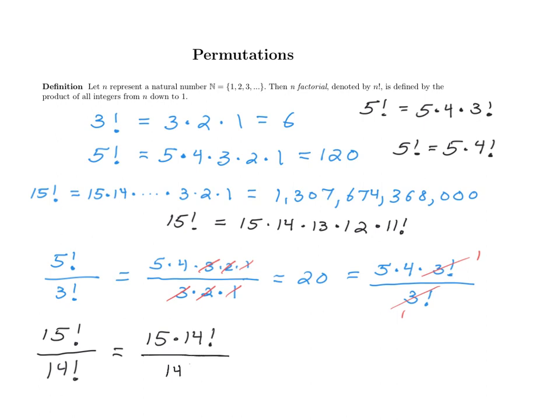It's also 14 factorial. And now those things completely cancel. They're 1. And the only number you have left over is 15. So if you take 15 factorial, divide by 14 factorial, it's just 15 left over. Let's try one more here.